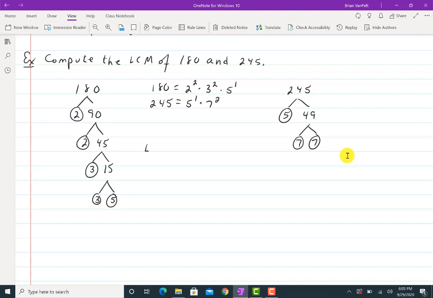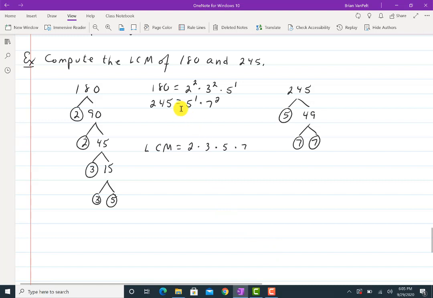When I make up my LCM, I'm going to want to list all the primes that are involved. And what do I have? I have 2, I have 3, I have 5, and I have 7. So 2 times 3 times 5 times 7. Now I just have to figure out the exponents.